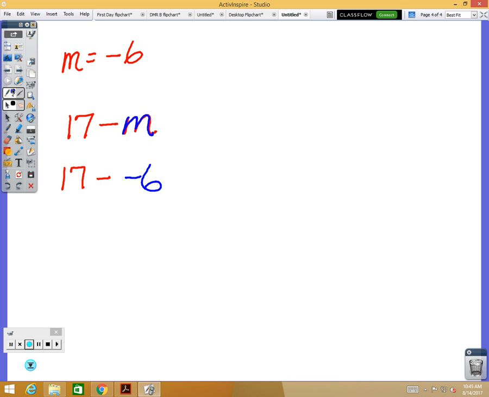I can simplify this because there's two signs right next to each other. These two negatives make a plus, so 17 plus 6 gives me 23. So make sure when you're doing those problems that you're really just substituting in for the variable. You want to do any more of those so you understand that? I know we've done some of those, right?